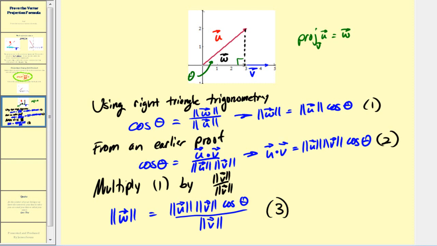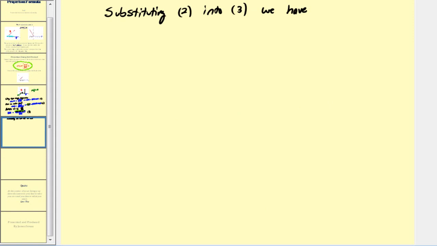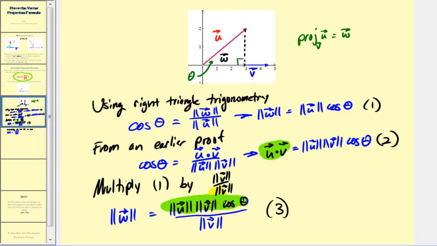And now what we're going to do is perform a substitution with equation 2, meaning we're going to take this numerator here and replace it with u dotted with v. Let's go ahead and do that on the next screen. Let's go back and take a look at that again. We took the numerator of this fraction here and replaced it with equation 2, where the right side was equal to u dotted with v.